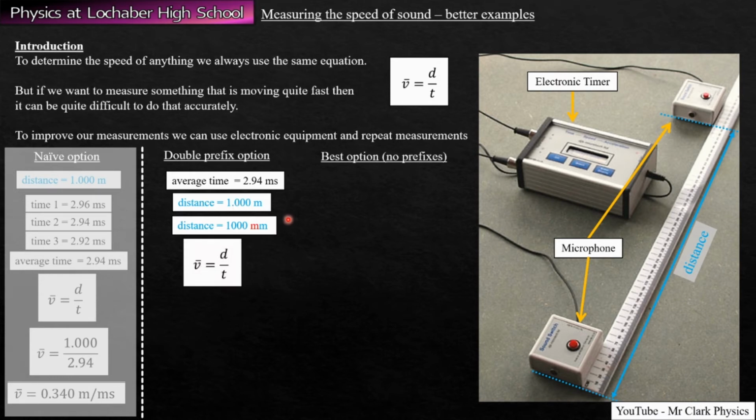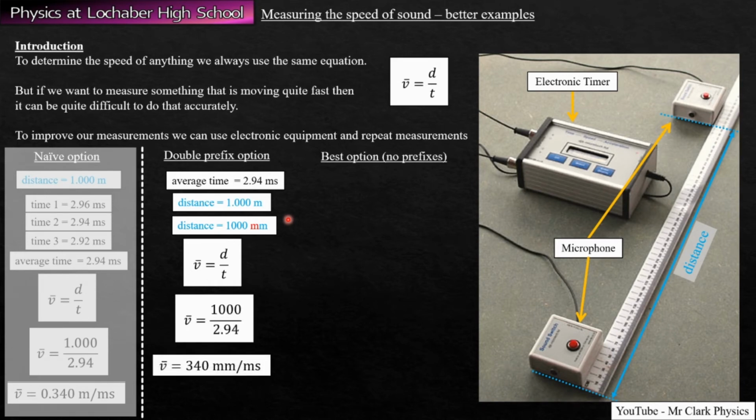And then I could put that into my equation, speed is distance over time, put the values in, and then my calculator will tell me that is 340 millimeters every millisecond. 340 thousandths of a meter in a thousandth of a second. And the factor of 1,000 cancels out, and we end up with 340 meters every second, which is what I expected.